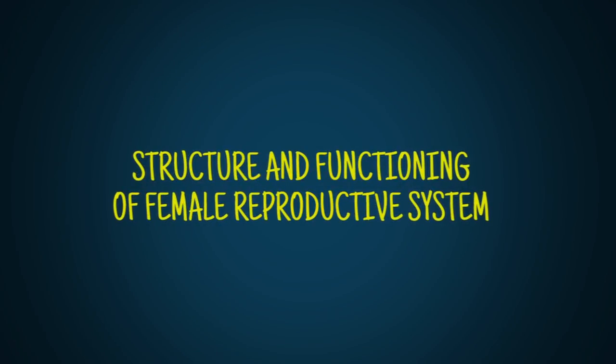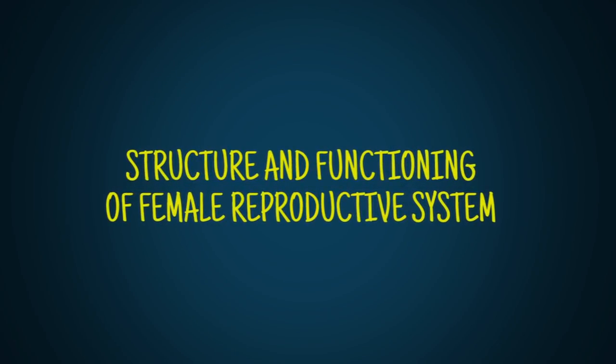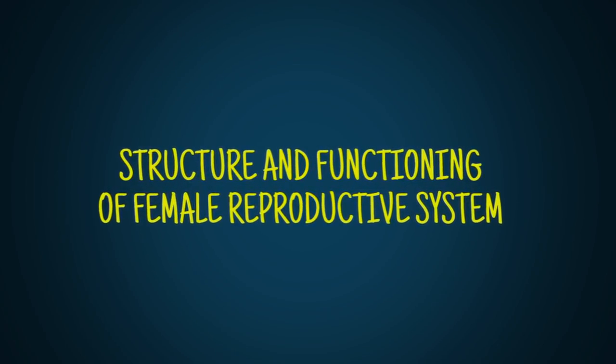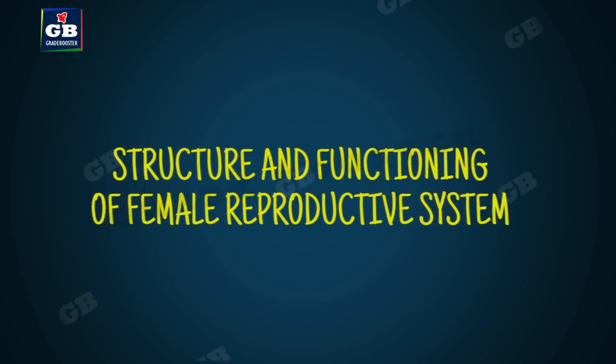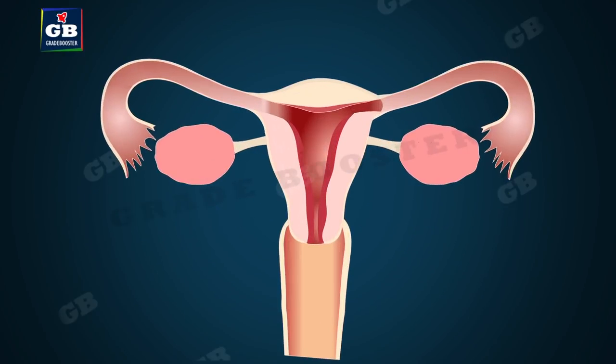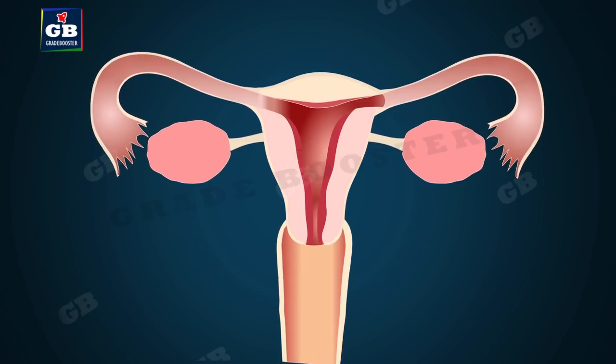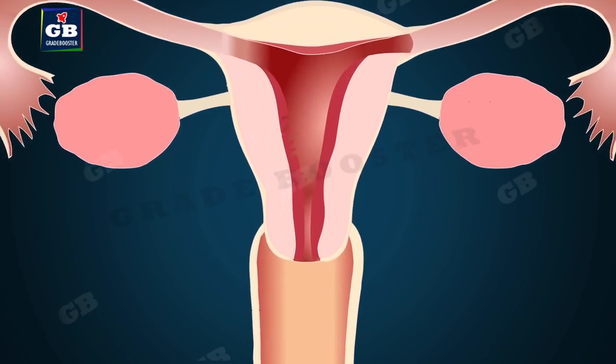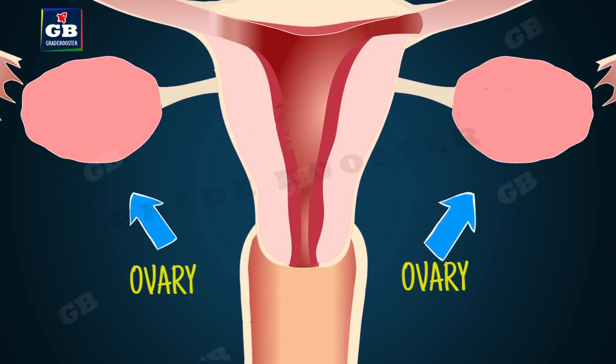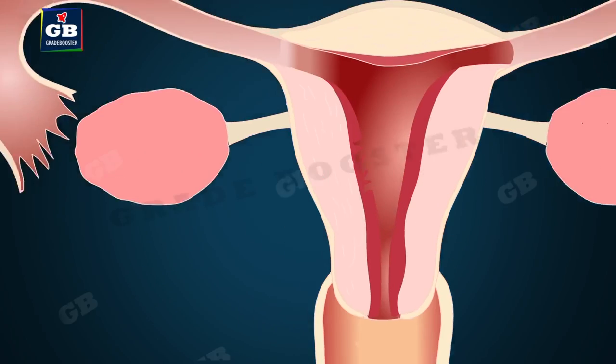Female reproductive system. In this video, we will see the structure and functions of human female reproductive system. Let's see the different parts of the female reproductive system. Ovaries. There are a pair of ovaries in the female reproductive system that contain the premature egg cells.